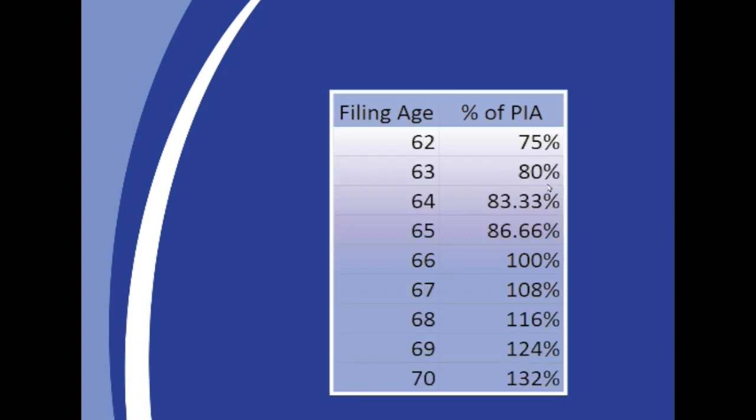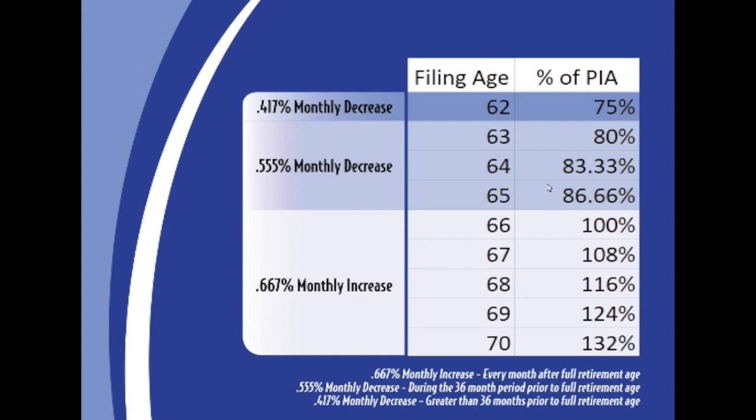However, if you filed early, you would get less, and you can see how it goes all the way back to age 62. You would only get 75% of that amount. However, if you delayed and you waited all the way up until age 70, you would get 132% of that amount. And though charts like these are fairly common, where we express the increases or decreases on an annual basis, they actually occur on a monthly basis.